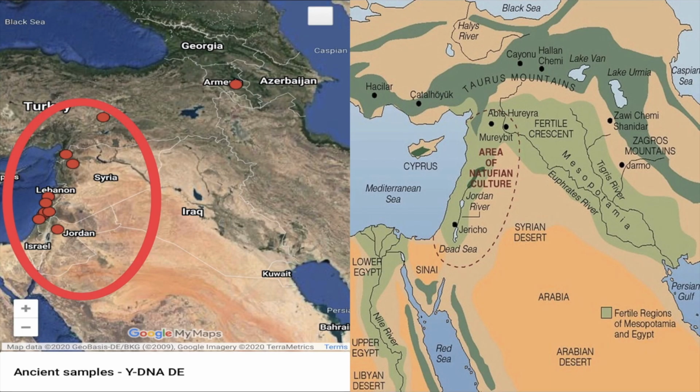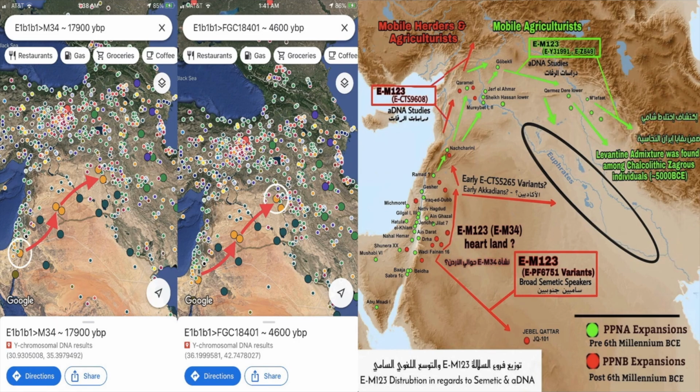So as we can see, everything is lining up perfectly, from the Natufians to Proto-Semites to Semites themselves having haplogroup E markers and spreading. So again, here is where we find ancient samples of haplogroup E in the Middle East. It's typically in the Levant, from the southern Levant to the northern Levant, the area of Natufian culture. And we can actually visually see haplogroup E markers spreading from the Levant into Mesopotamia, bringing Semitic languages as read earlier.